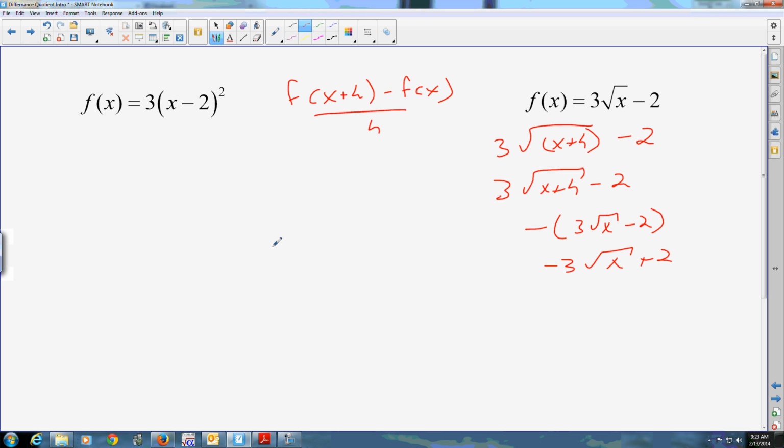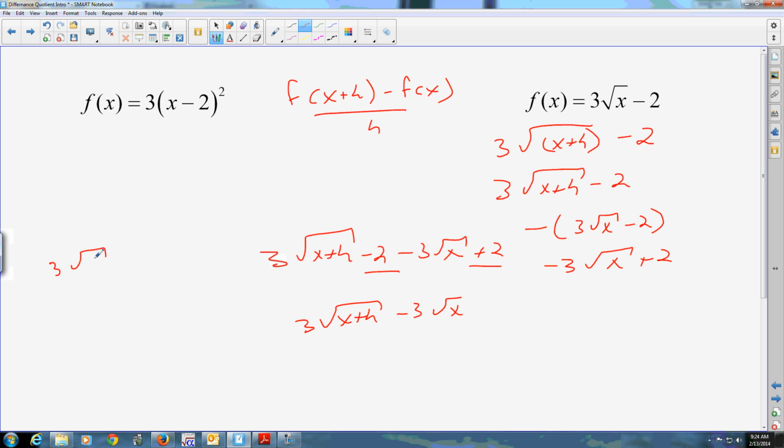So what I've got, I'm going to rewrite this first piece: 3 square roots of x plus h minus 2, minus 3 square roots of x minus 2. The only thing that's going to cancel are those two. So 3 square roots of x plus h minus 3 square roots of x. These cannot combine. It's kind of like saying 3 square roots of 6 minus 3 square roots of 2. I can't bring those together. If you were multiplying, you could bring them together, but not when you're adding and subtracting. So it turns out that's as good as it gets.